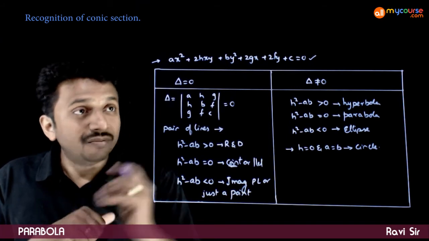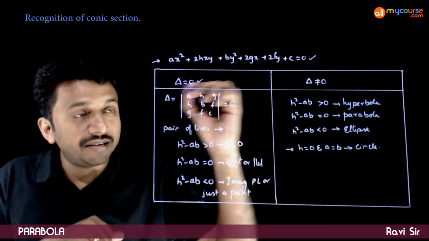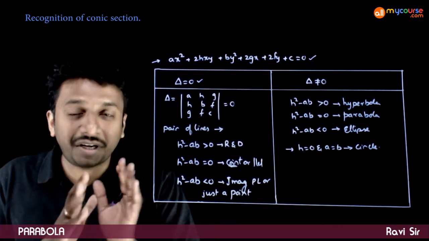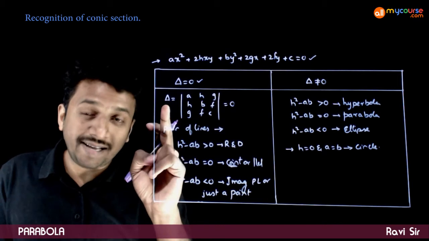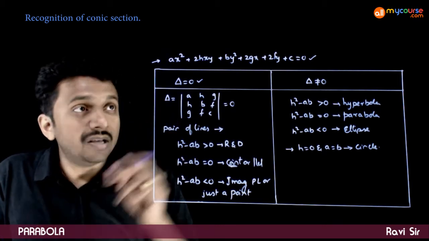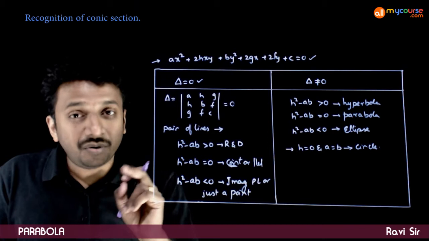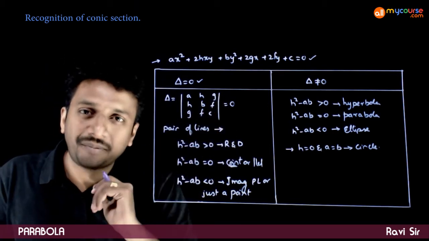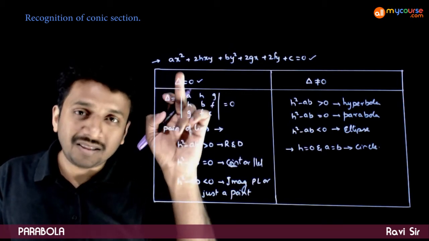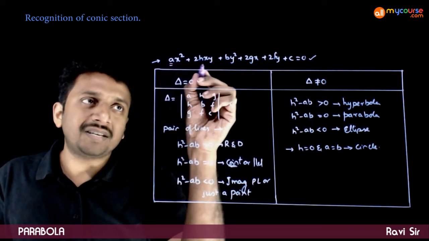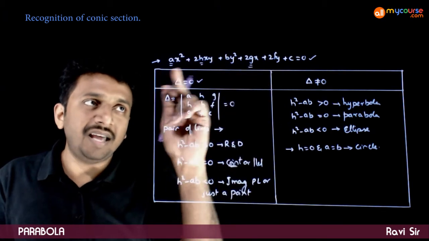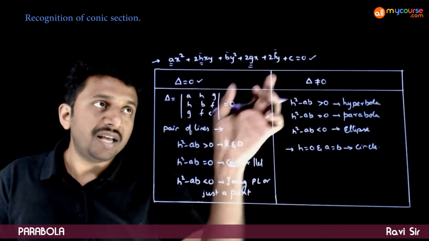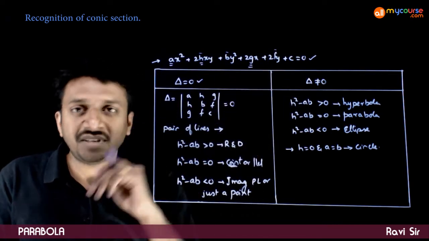First, we find the value of delta. Delta is a very important parameter for recognition. We know what delta is from the chapter on pair of lines. So whenever an equation is given, the first thing you need to do is quickly find the value of delta. Delta is nothing but the determinant of: first write the terms containing x: a, h, g. Next write the terms containing y: h, b, f. Lastly, the last three terms: g, f, c.